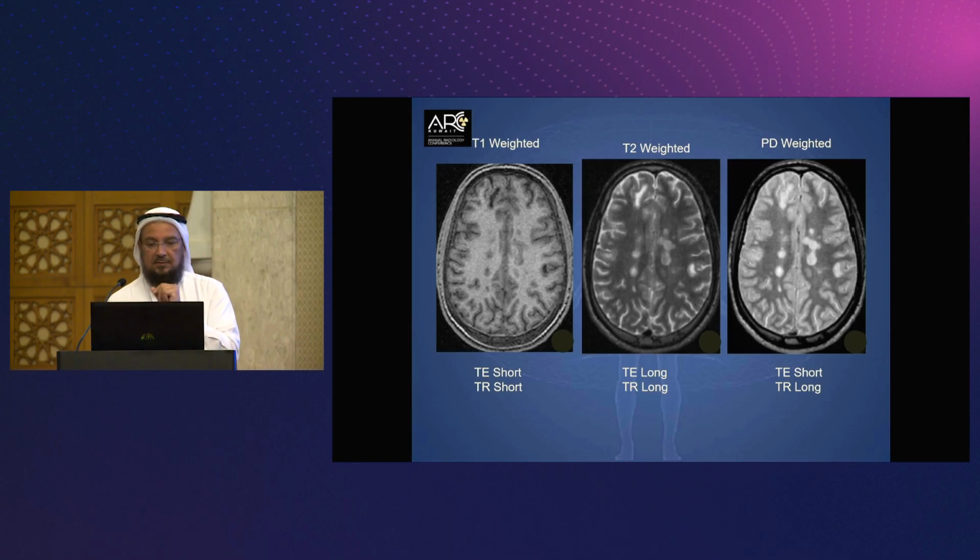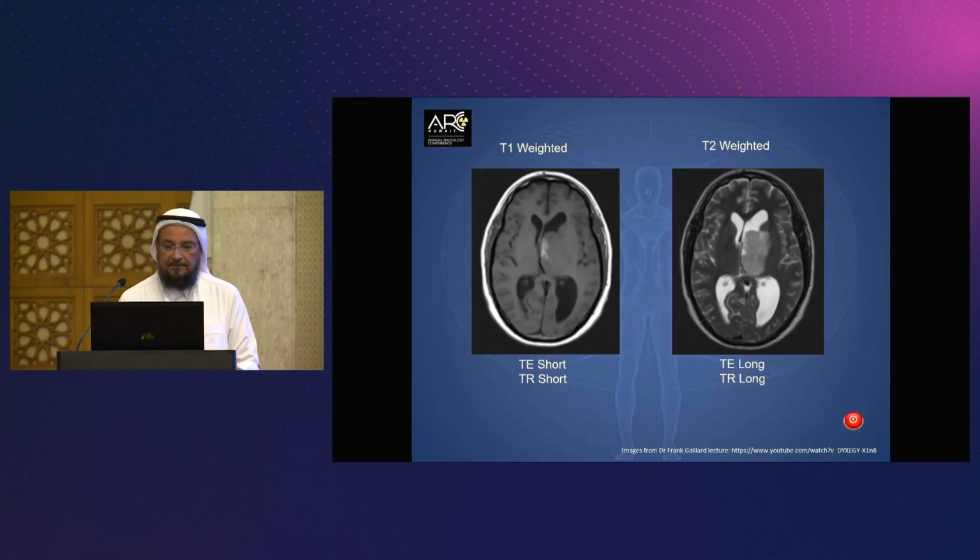In the last one, proton density, which represents the amount of protons in the tissue, it doesn't rely on T1 or T2. It's just focused on the amount of protons. The bright areas have higher proton density. The ones with less signal intensity have a lower proton density. So as I said, we can play with the TE and TR to generate either T1 images or T2 images.